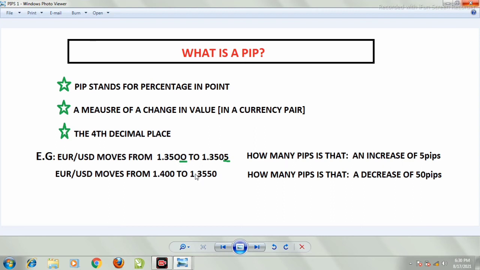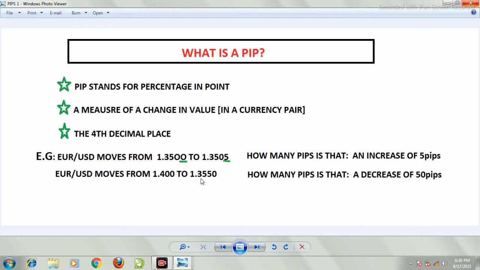Okay, let's take another example. Euro USD moved from 1.4000 to 1.3550. There's supposed to be an additional 0 here. I think it's a mistake from my editing team. So there's supposed to be an additional 0 here, but it's still the same thing as long as you understand the information I'm trying to pass. Here it's supposed to be 4.